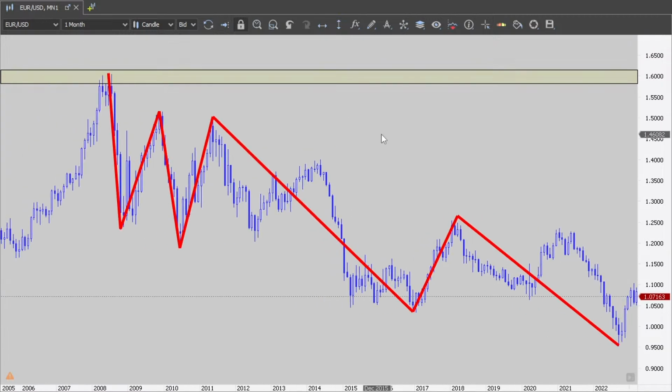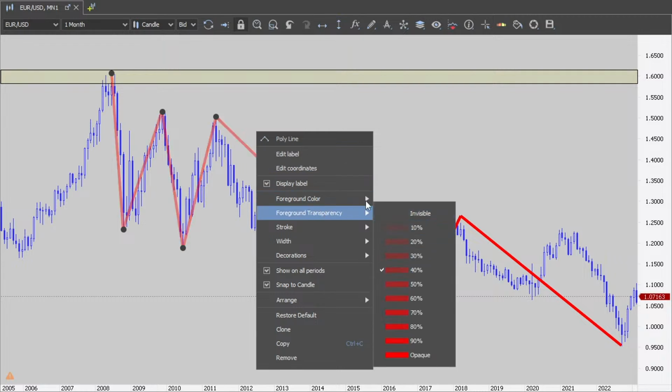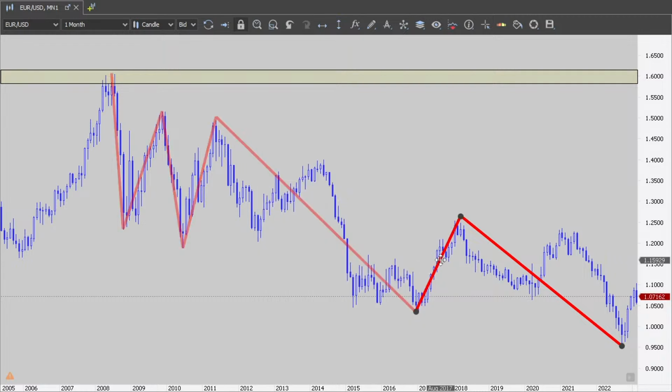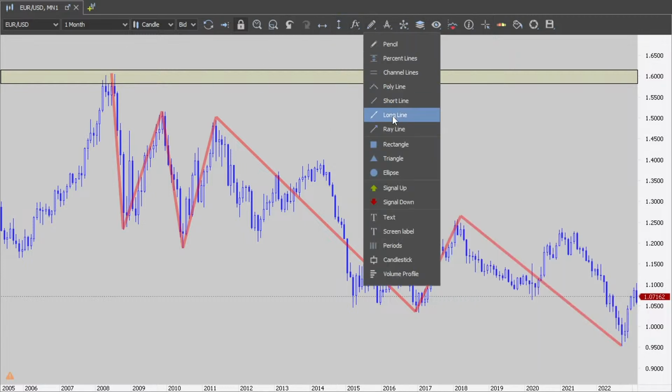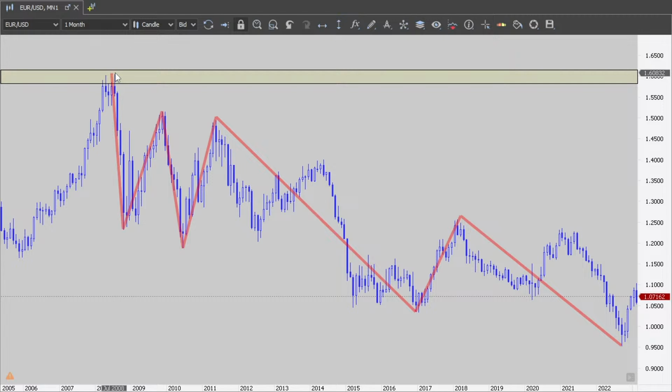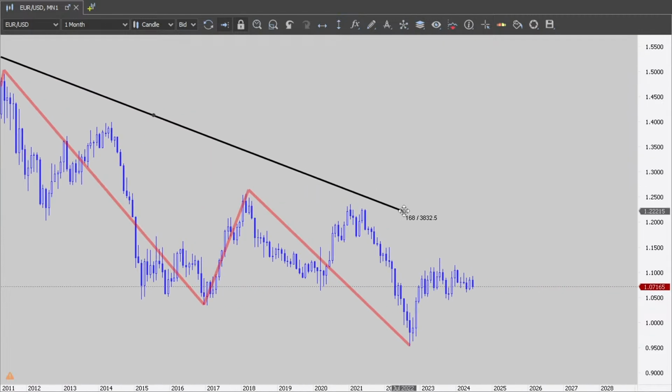And then we've learned trend lines, right? So far you can make it also transparent to have a better visual. And then we've learned trend lines. So from the monthly chart, this is the trend line, just an example.